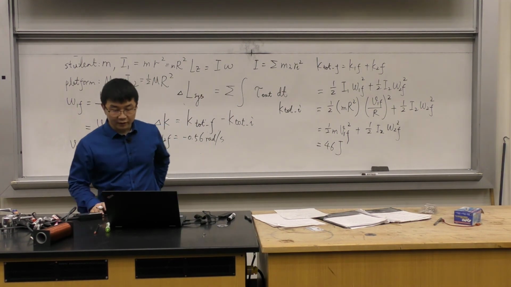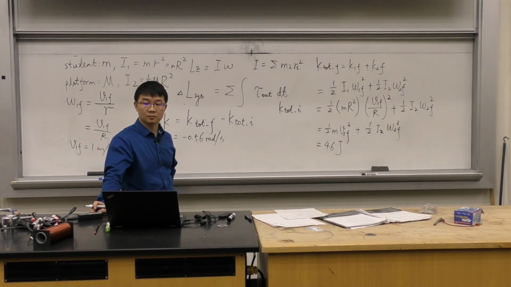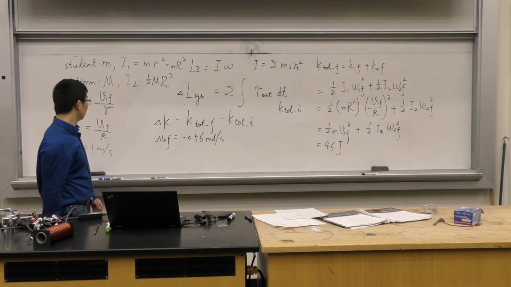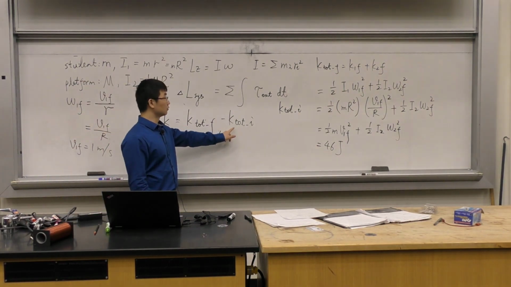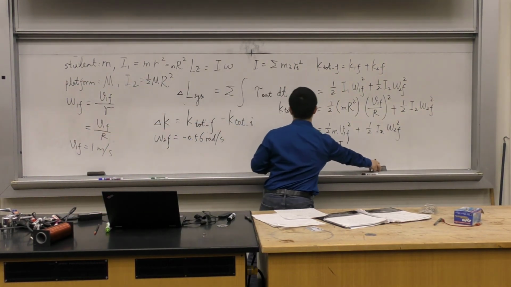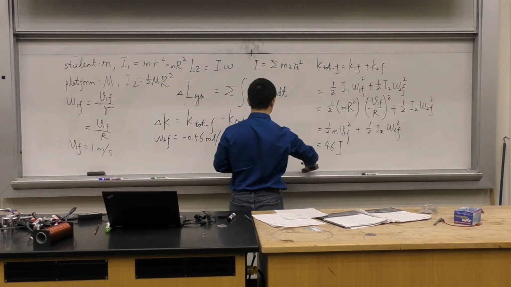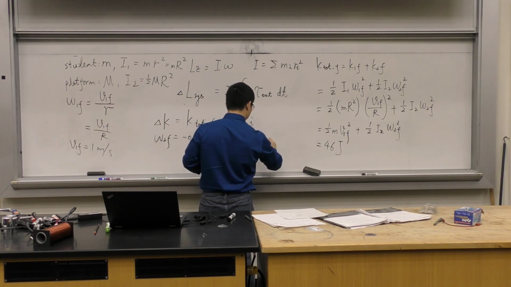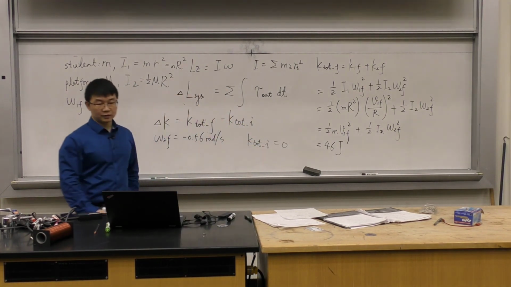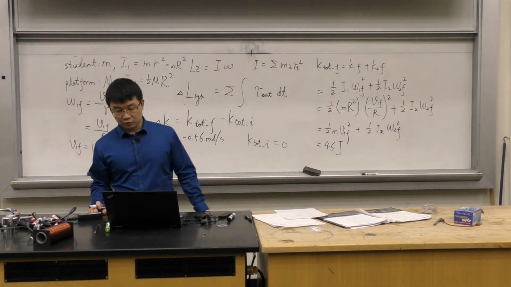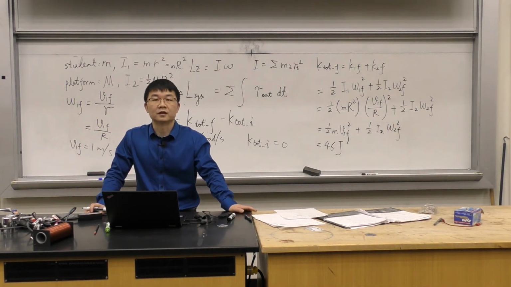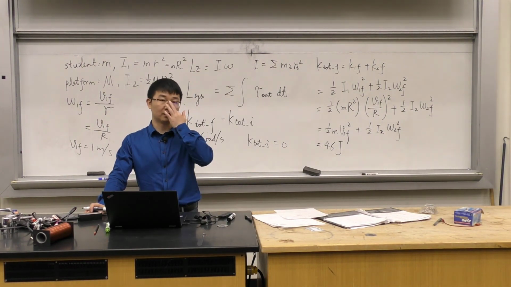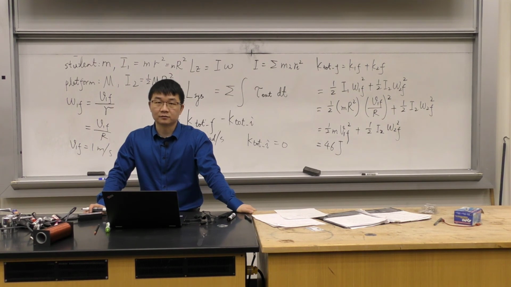Now the question is this, I want to ask you, where does this energy come from? Because remember, initially, the total kinetic energy is zero, right? This is not the total kinetic energy. This is the final. The total initial kinetic energy is zero. But the final kinetic energy is 46 joules. So the whole system gets some energy out of nothing. Where does that come from? Does this violate conservation of energy? Are you shaking your head? Okay, if you're shaking, that's right.